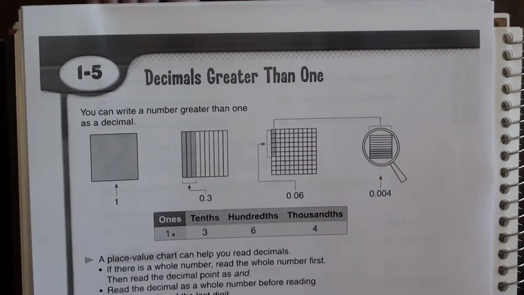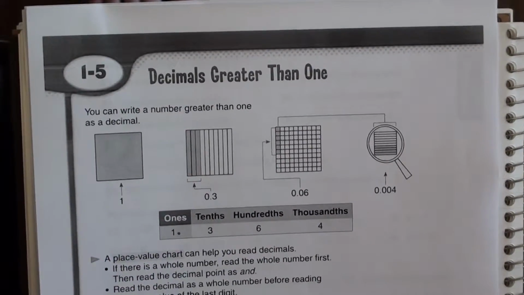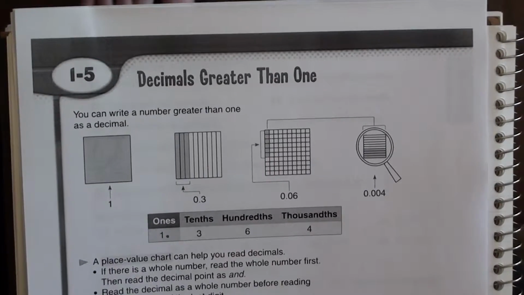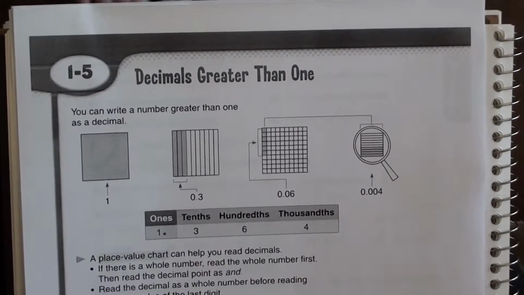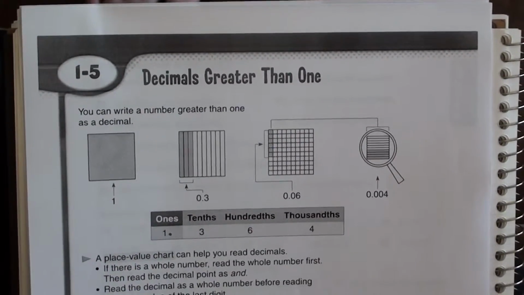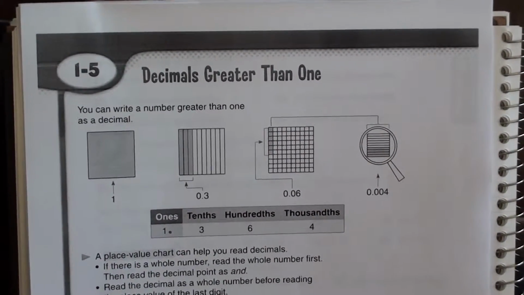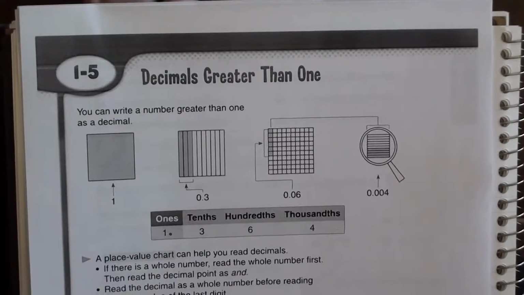All right, fifth grade, this is your second lesson on decimals that are greater than 1. In the previous lesson, we talked about numbers that were less than 1 that went to the thousandths place. This one is just adding whole numbers to your decimals.